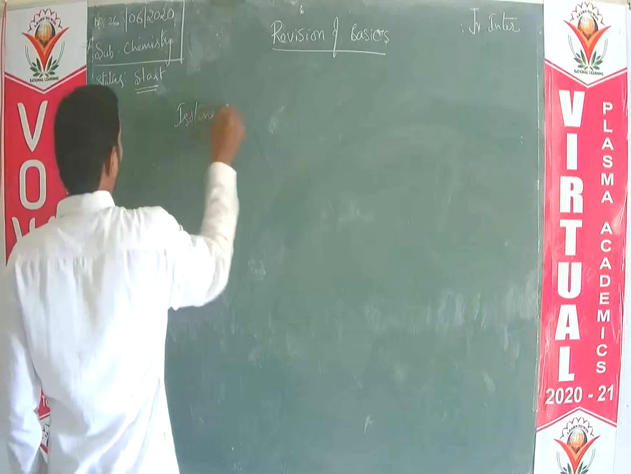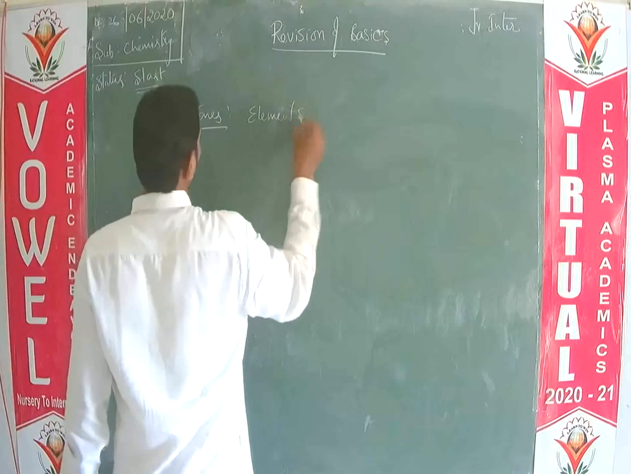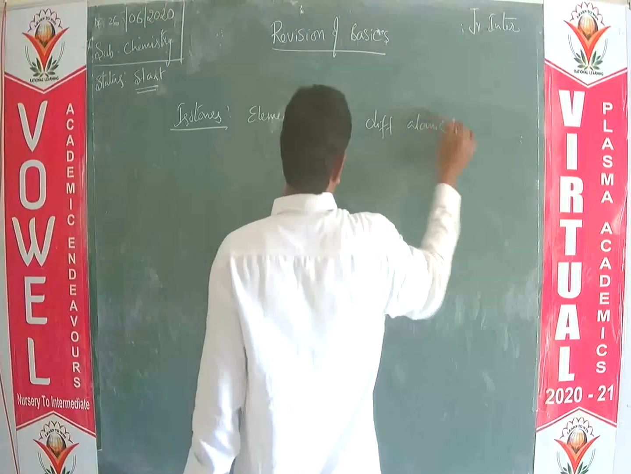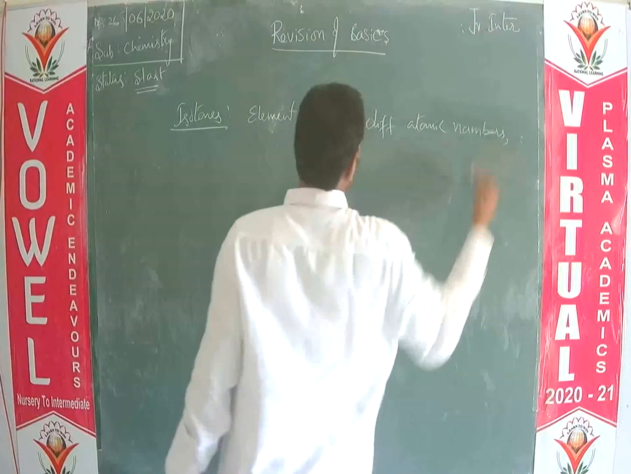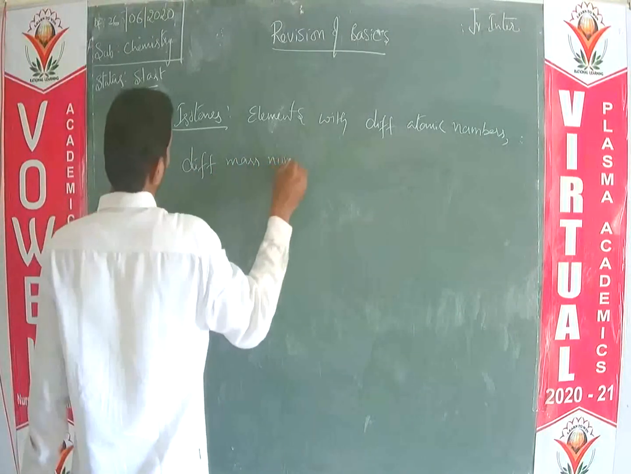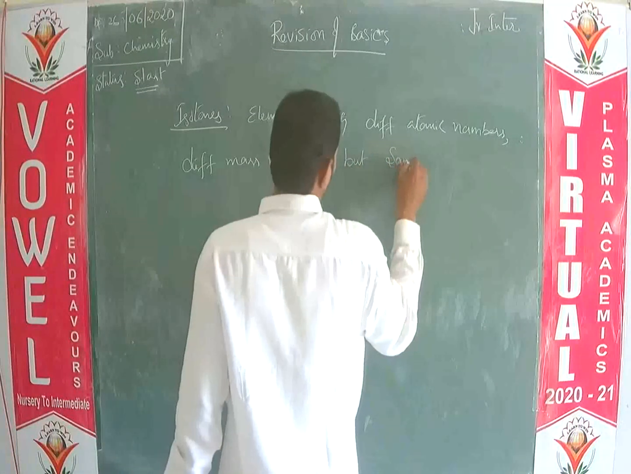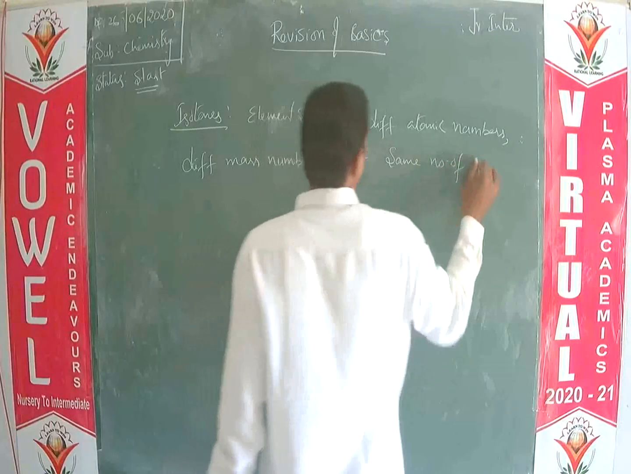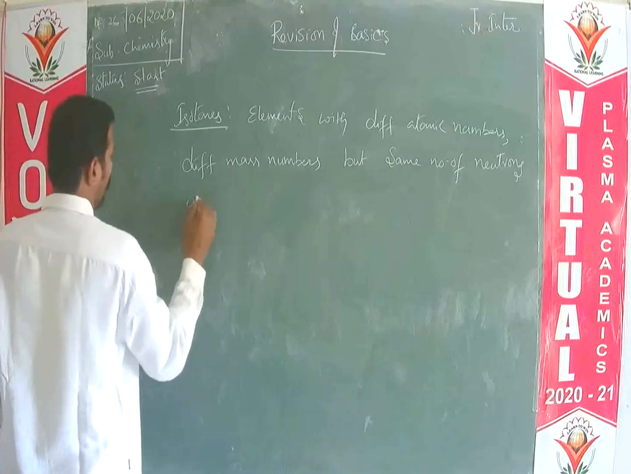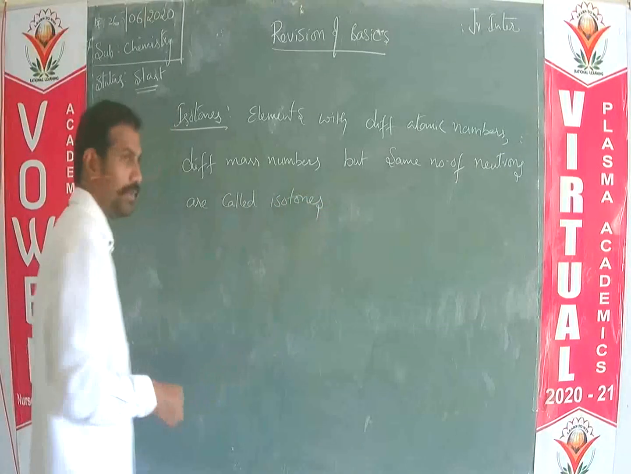What are isotones? Elements with different atomic numbers, similarly different mass numbers, but the same number of neutrons are called isotones.